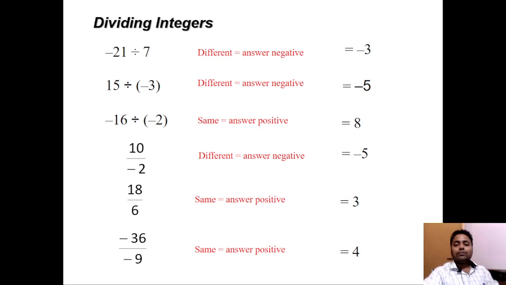So here we can see minus 3, minus 5, 8, minus 5, 3 and 4 are the quotients after the division of the given numbers, minus 21, plus 15, minus 16, 10, 18 and 36.